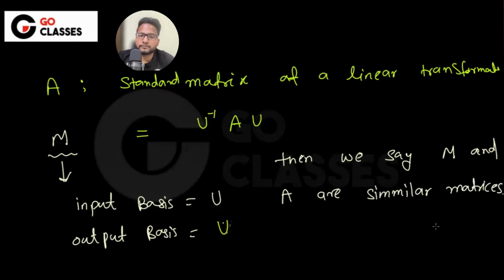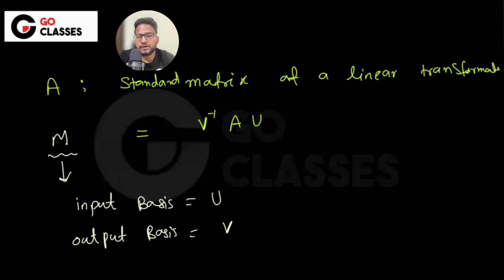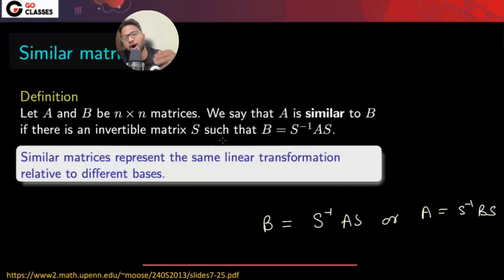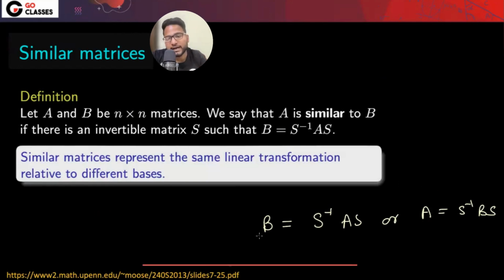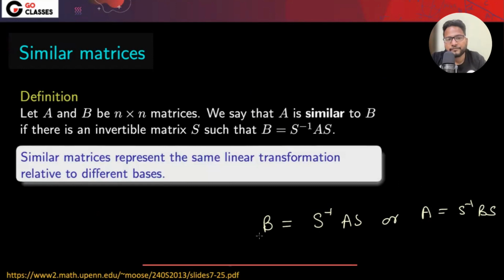Is this fine to everyone? Let me know. This is just from the last lecture. So this is the definition of similar matrices: how to find that matrix is a different story, but if there is a matrix such that S inverse AS is B, then we say A and B are similar matrices. In the theoretical sense, they represent the same linear transformation related to different bases.